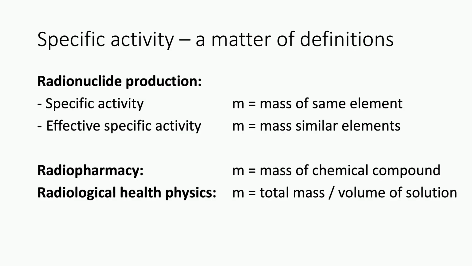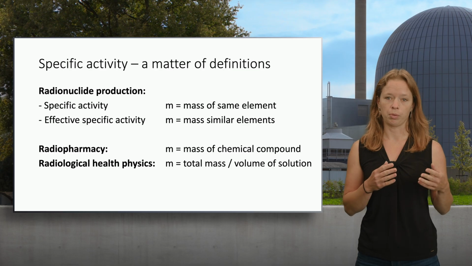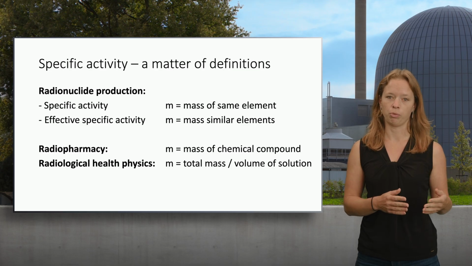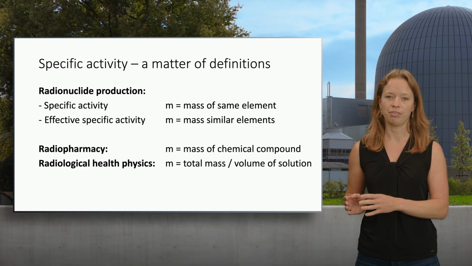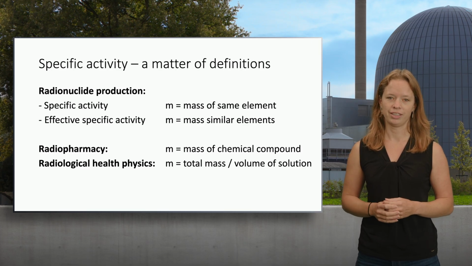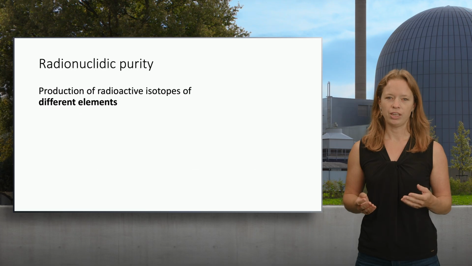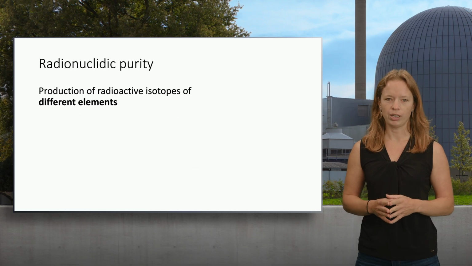And in radiological health physics, the specific activity is calculated by dividing the activity by the total mass or volume of the solution. This means that if you have your radionuclide product and you dilute it in pure water, according to radionuclide producers, the specific activity remains the same, but according to the health physicist, the specific activity decreases by a lot. With the specific activity, we have looked at the contamination of your radionuclide product with stable elements.